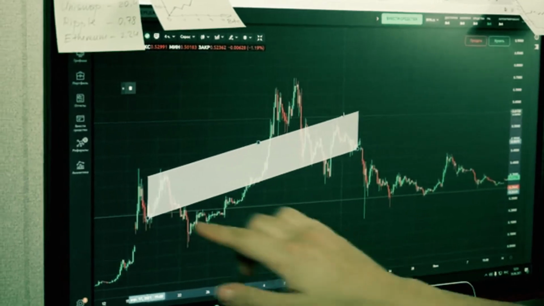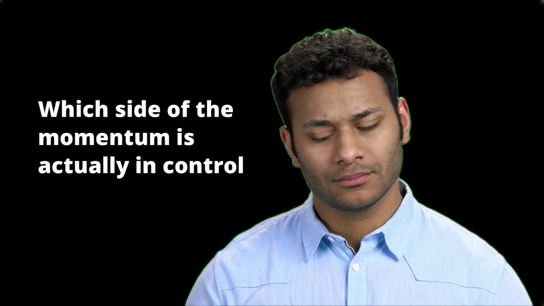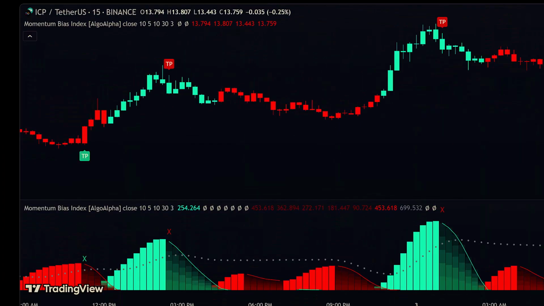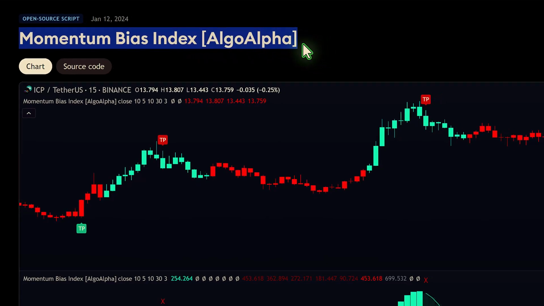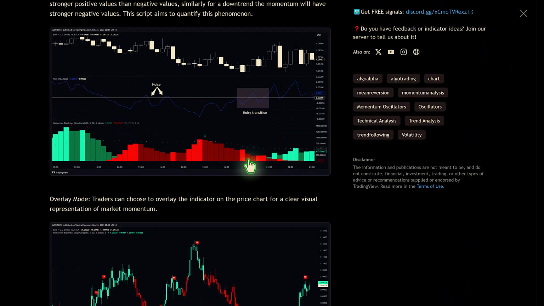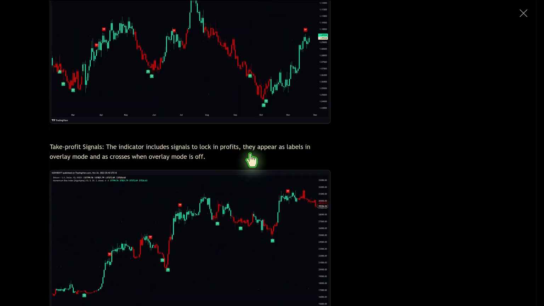Most traders rely on momentum oscillators, but they rarely question which side of the momentum is actually in control. Today, we're breaking down the Momentum Bias Index by AlgoAlpha, an advanced tool designed not just to measure momentum, but to quantify the trend bias within it.